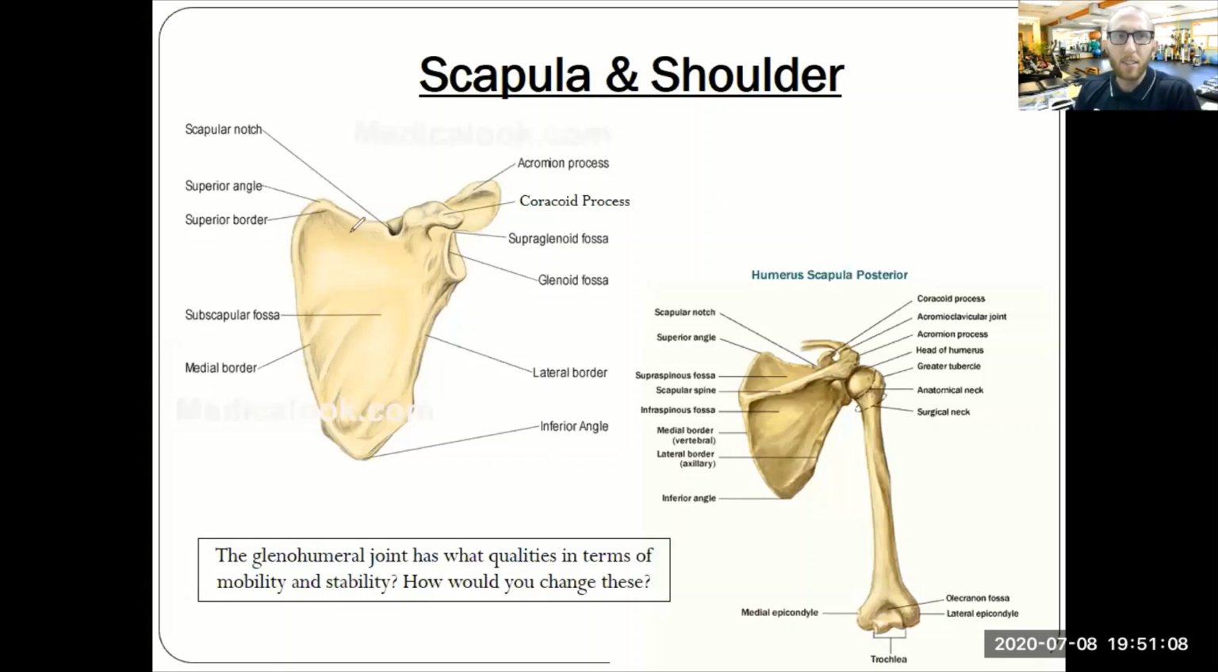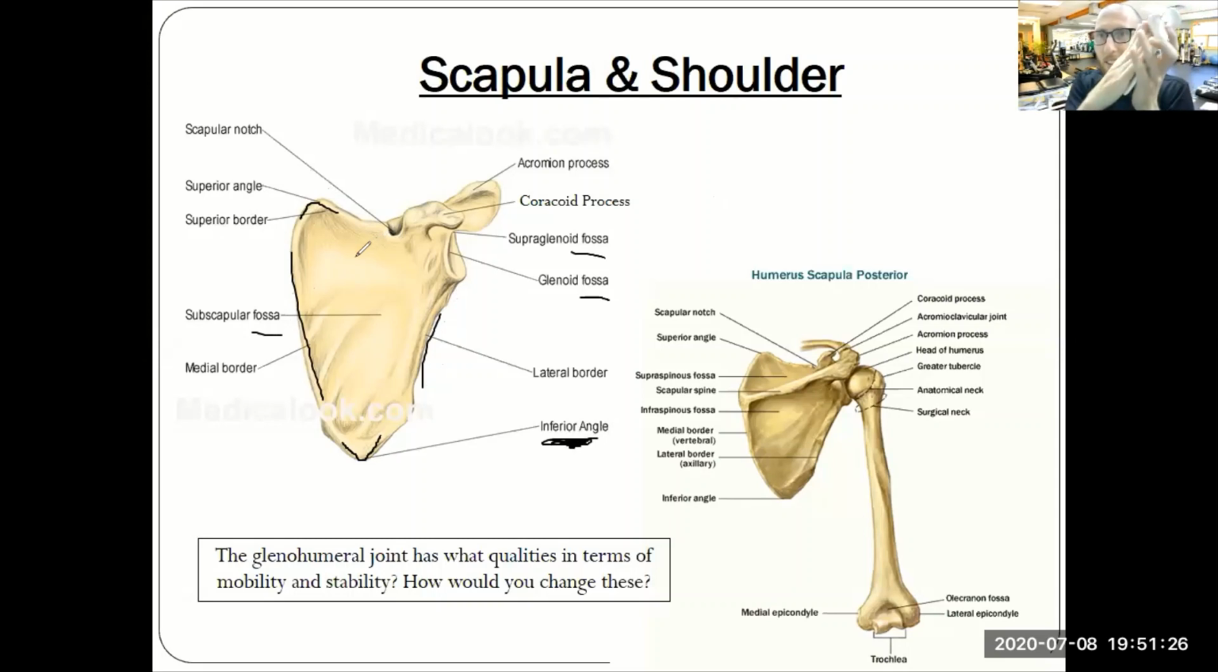Mentioning a few other things on the scapula, you've got a superior angle, an inferior angle. This one's really important for movement, so definitely know the inferior, medial border, lateral border. But then you've got all these different fossas. The scapula has a lot of different fossas.